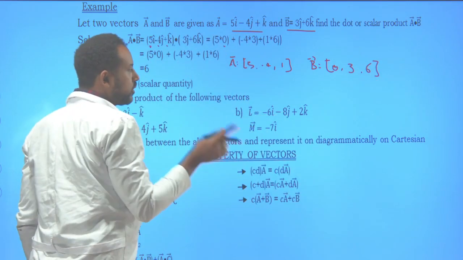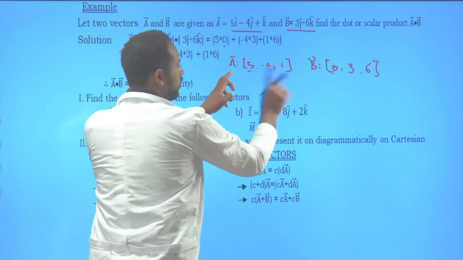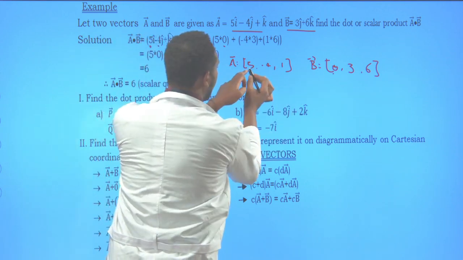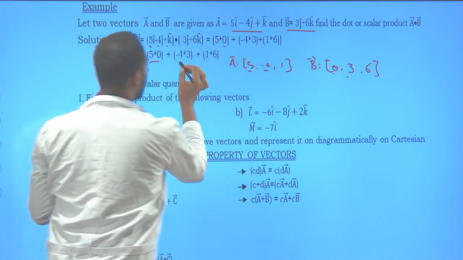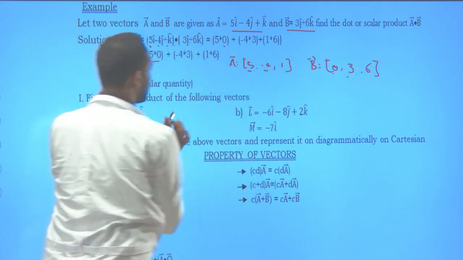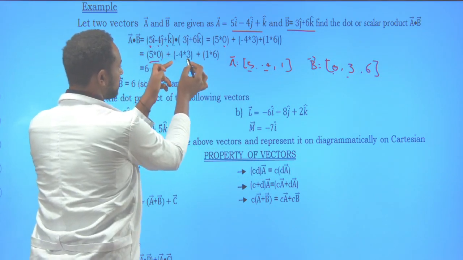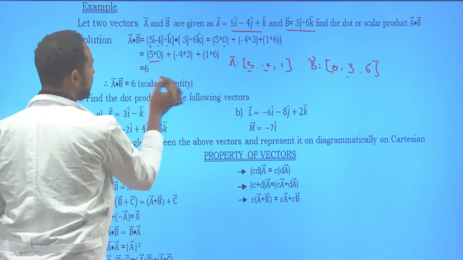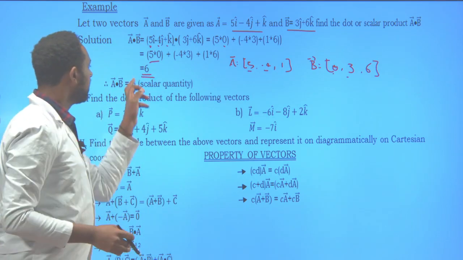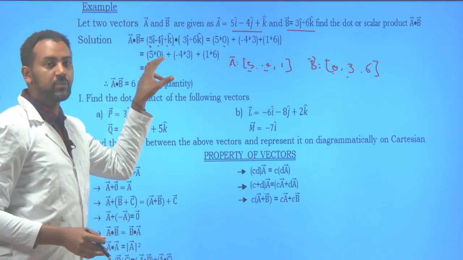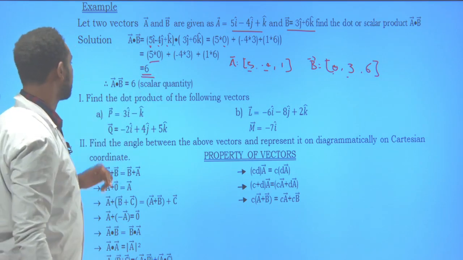Therefore, to find the dot product, just multiply those respective components. i with i, j with j. Therefore, A dot B gives you 5 multiplied by 0, plus minus 4 multiplied by 3, plus 1 multiplied by 6. This is how we determine. 5 multiplied by 0 gives you 0, plus this gives us minus 12, and this gives us 6. When you add these, it gives you minus 6. So A dot B can be determined by just multiplying the coefficients of the respective components.